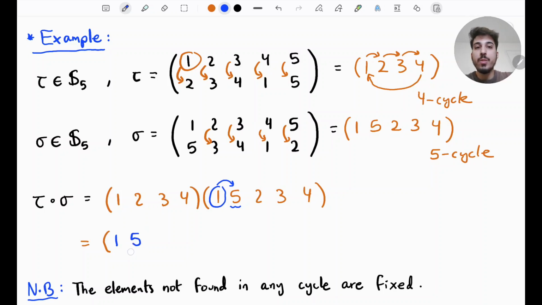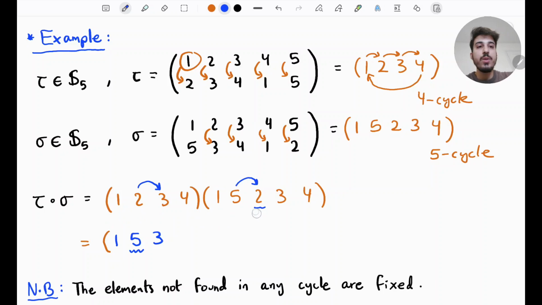Now we want to see where 5 is being sent to. So to do that, we go back here, and we start with the right, and we see where 5 is being sent to by this cycle. So the 5 cycle here sends 5 to 2, and we see where 2 is being sent to on the left. 2 is being sent to 3. So at the end of the day, we're sending 5 to 3.